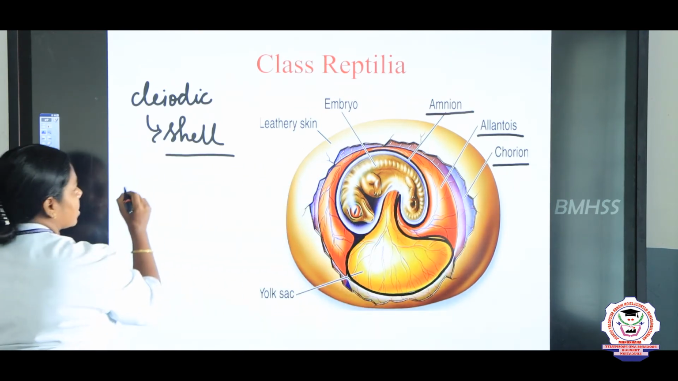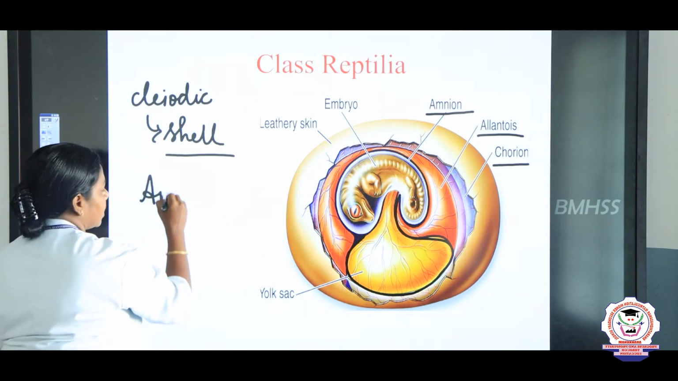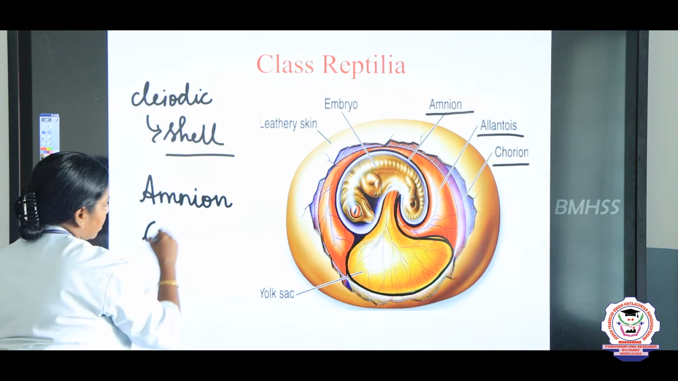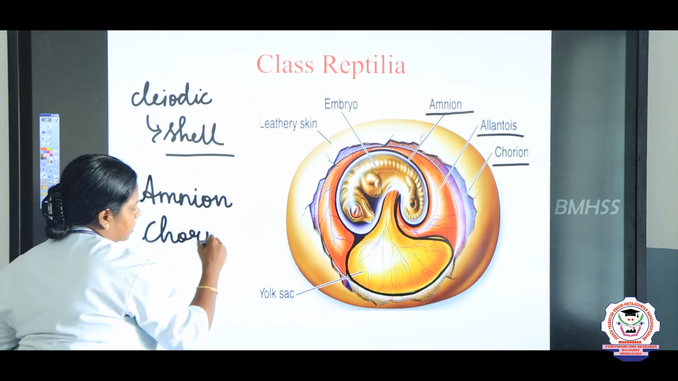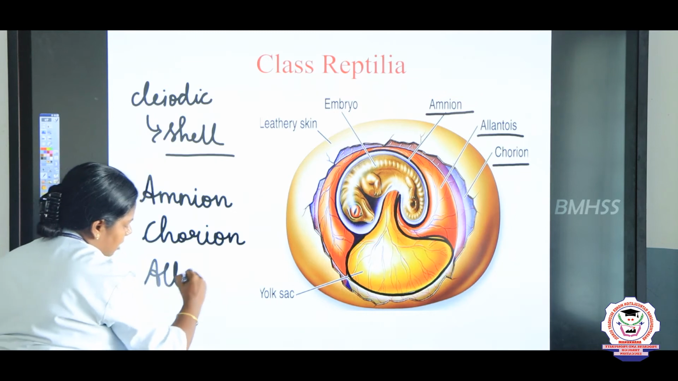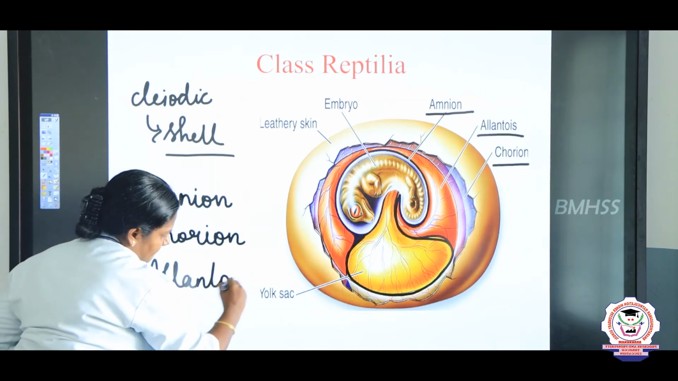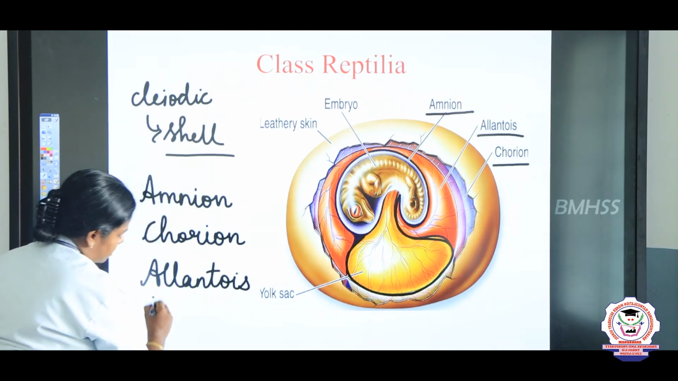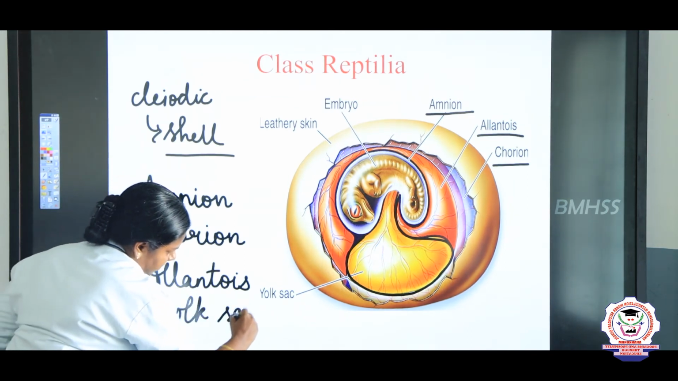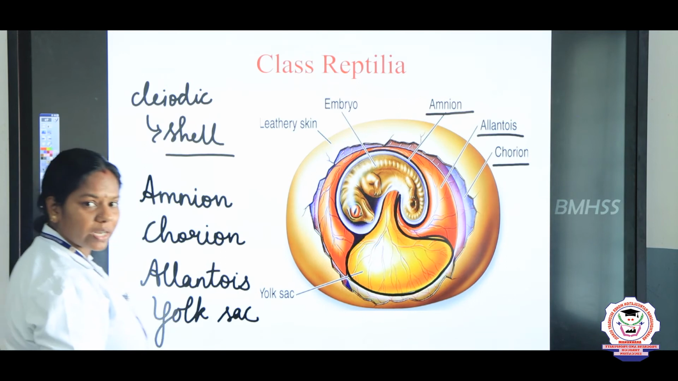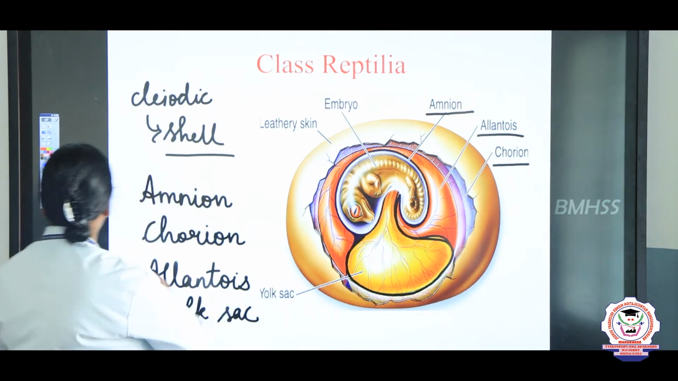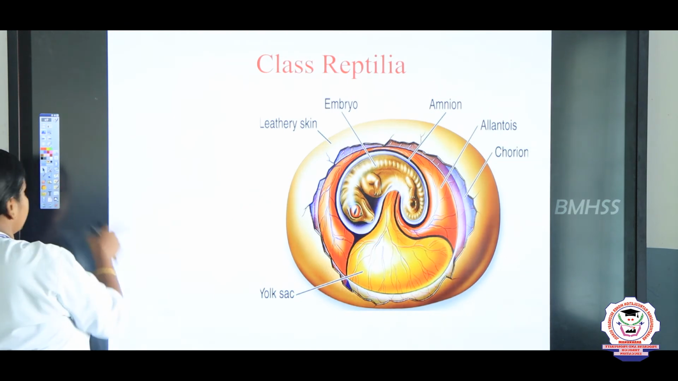So what are all the extra embryonic layers? Amnion, chorion, allantois and yolk sac. So these are all the extra embryonic layers we can see in the egg of the reptiles.